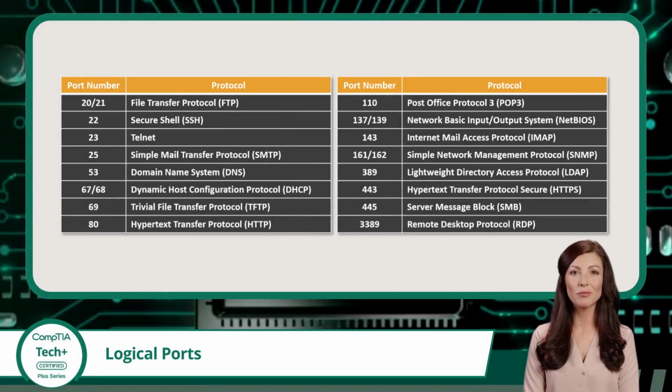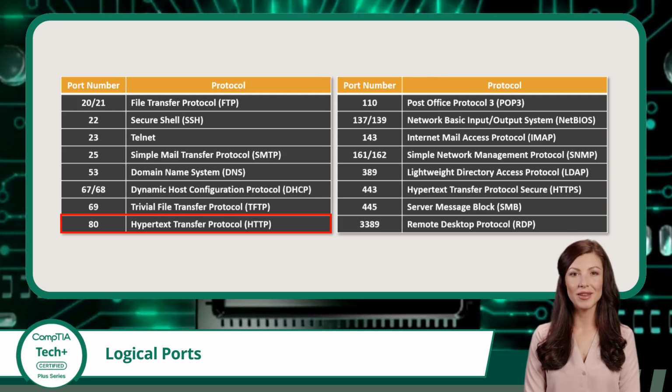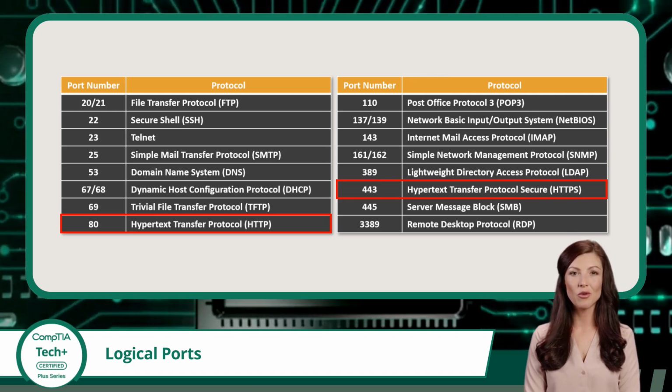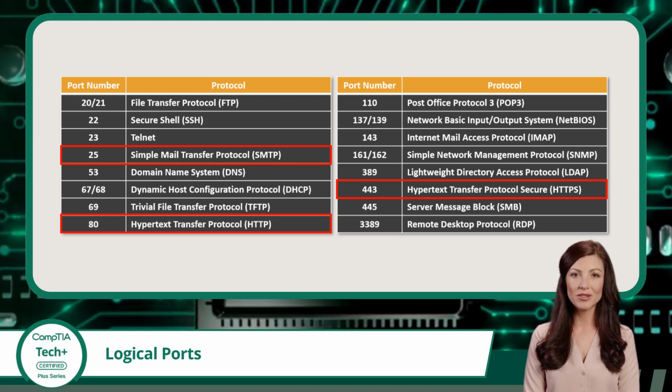Now here's the interesting part. There are over 65,000 possible port numbers, but you only need to be familiar with a few of the most common ones. Here are some examples. Port 80 is used for websites that use HTTP. Port 443 is used for secure websites that use HTTPS. Port 25 is used by email programs to send messages using the SMTP protocol.